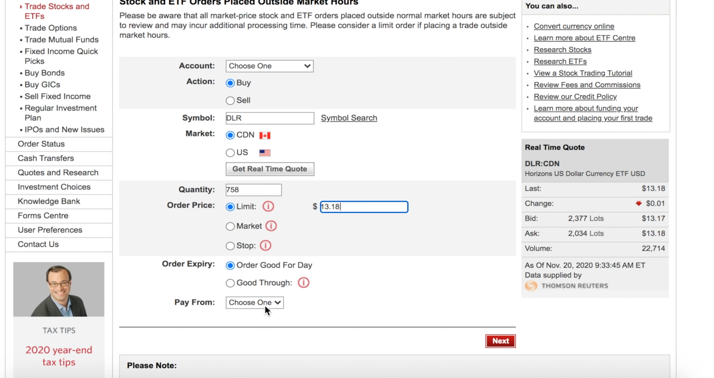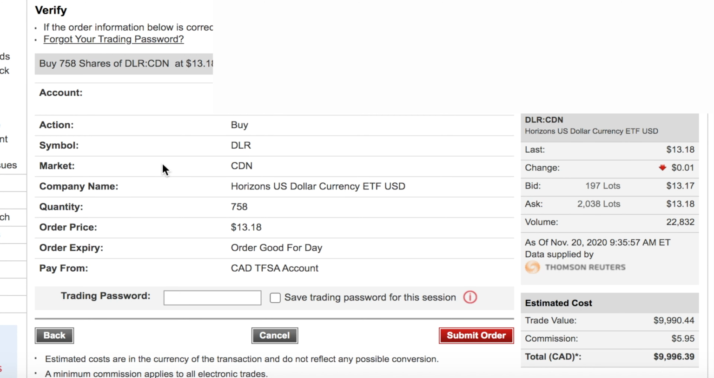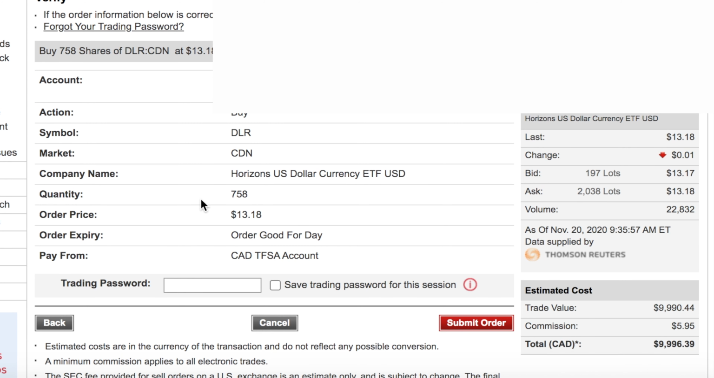Make sure it's on the Canadian side, and then you're going to click next. And then you'll be taken to the page where you confirm your order. So make sure all of this information is correct. Quickly check on the right-hand column here about the estimated cost and make sure you actually have this amount of money in your account. Now, with the math we did in the first step, this should be right, but it's a good way just to double check that you're not going to go over the balance in your account. And once that's correct, punch in your trading password and click Submit Order.